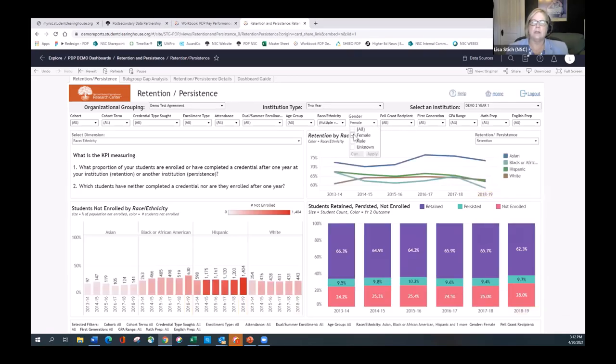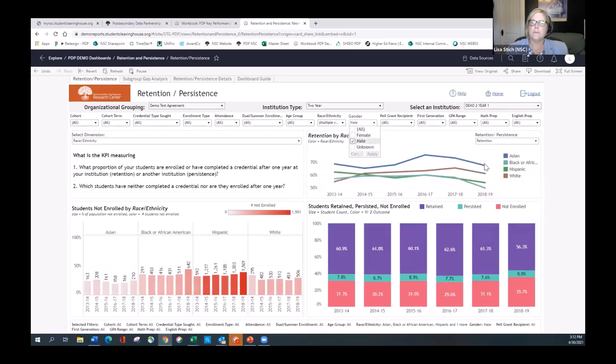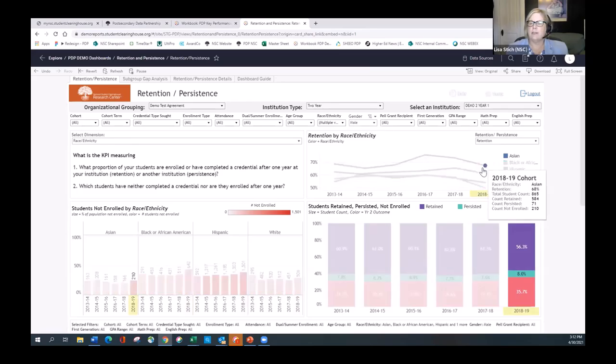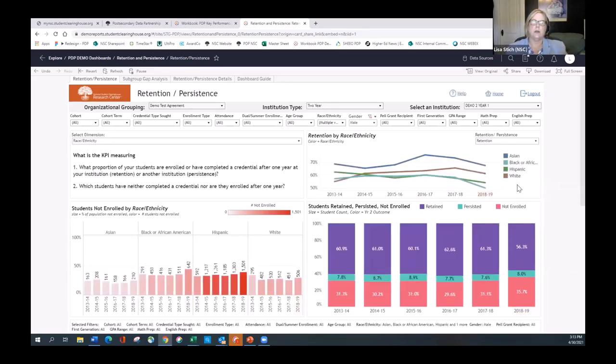What happens when we look at male students? Here we see that it actually brings all the groups down a bit: 68%, 61, 54, and down to 50%. So here we've actually expanded the gap. Between white students and Black students it is now 11% instead of the 9% that it was originally.